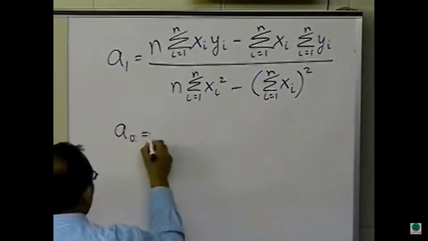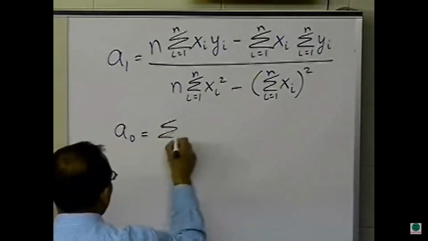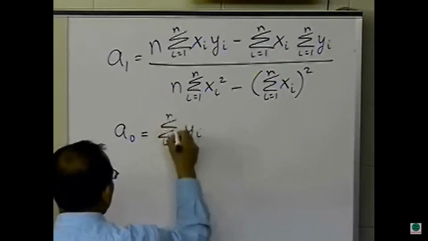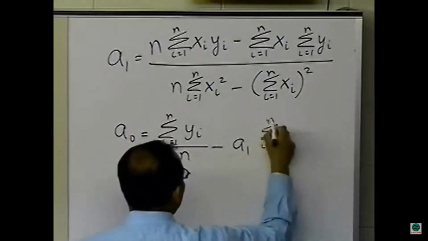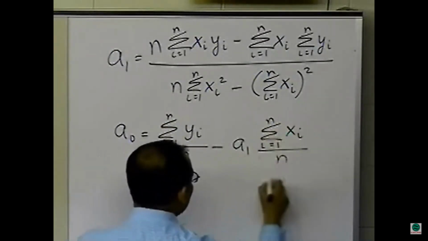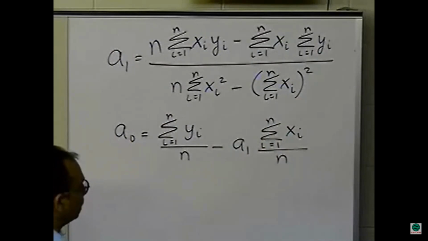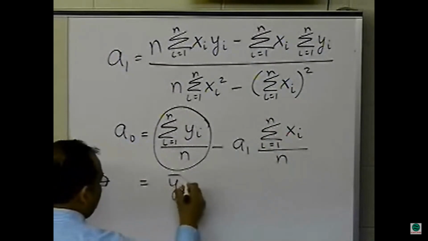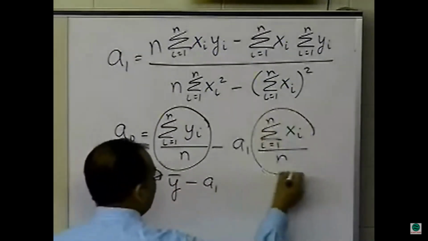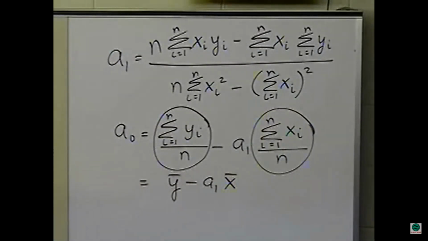And then a naught will be summation y sub i, i is equal to 1 to n, divided by n, minus a1 times summation i is equal to 1 to n x of i divided by n. So once you have found a1, you can find a naught by this simple formula here. But what is this? This is nothing but the average value of the y's. So you get y bar minus a1 times x bar, the average value of the x's. So that's how you'll be able to find a naught and a1 by doing linear regression.